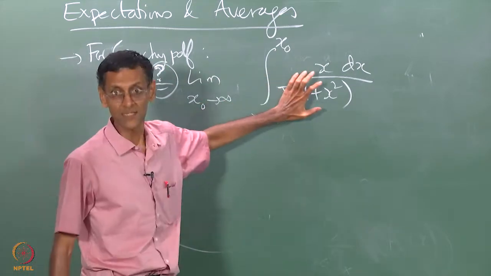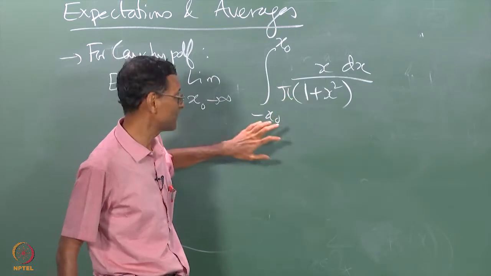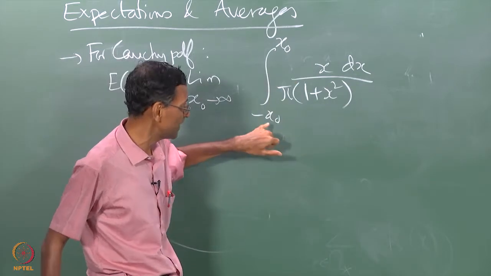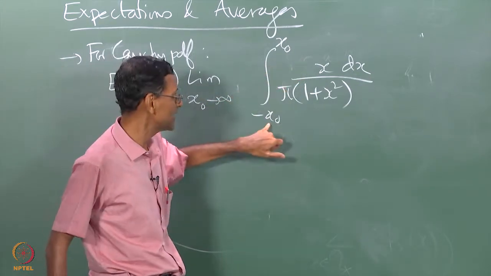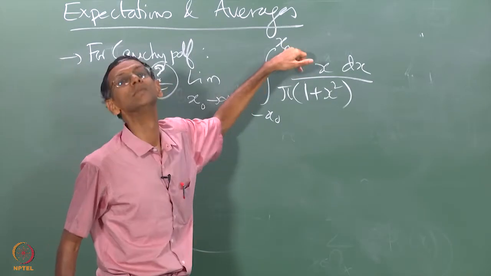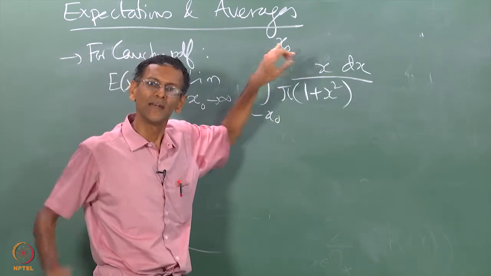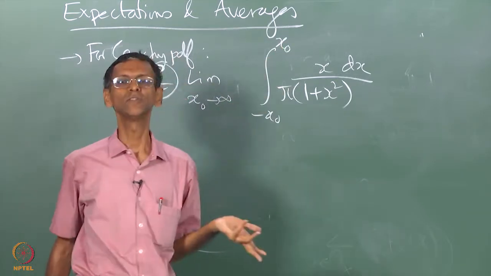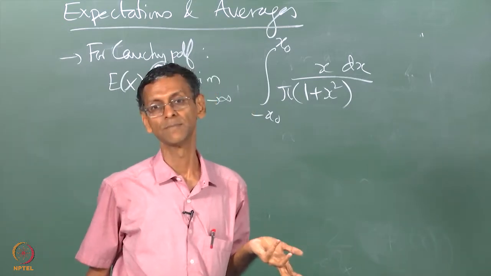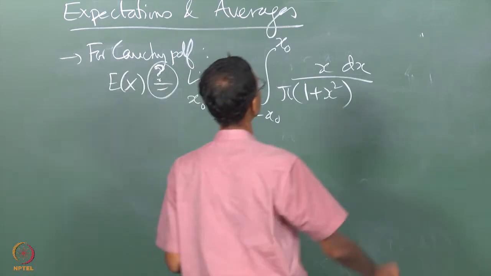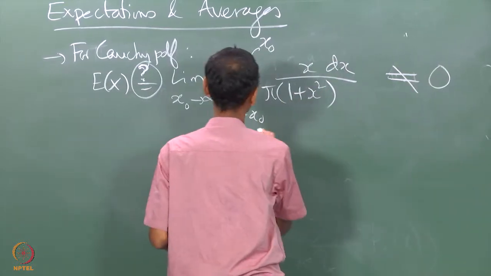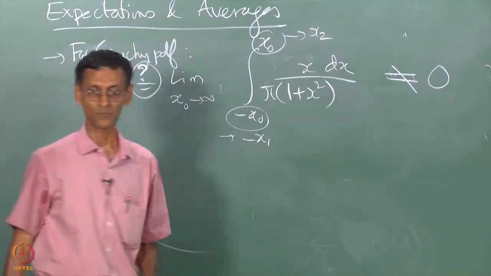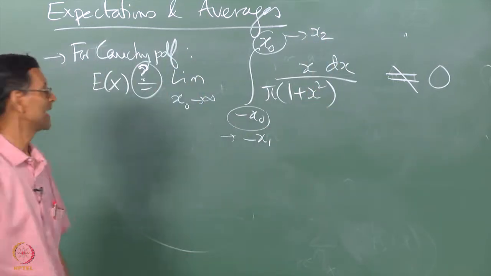If you do this, yes, it will always be 0. If you integrate from minus x naught to plus x naught, forget about the limit, the integral will go to 0. But if you make this minus x1 to plus x2 and allow infinity to be reached independently, separately here and here, then you see that the integral is undefined. So this is not equal to 0. If you change this to minus x1 and this to, let us say, x2, it is actually undefined.